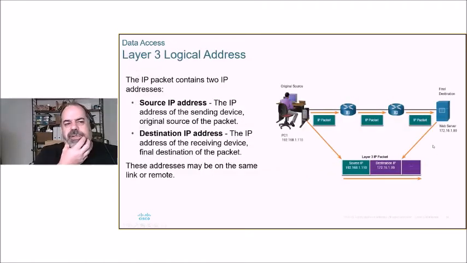Okay, so of course layer 3 addresses are logical addresses. When it comes to the IP header, it has a source IP address and a destination IP address. The source address is the host that created the packet, and the destination address is the one it's destined for. Now the destination may well be on the same network as it started, or it might be on a different network. In this case, it's a different network. It actually has to go through two router hops before it gets to the destination.